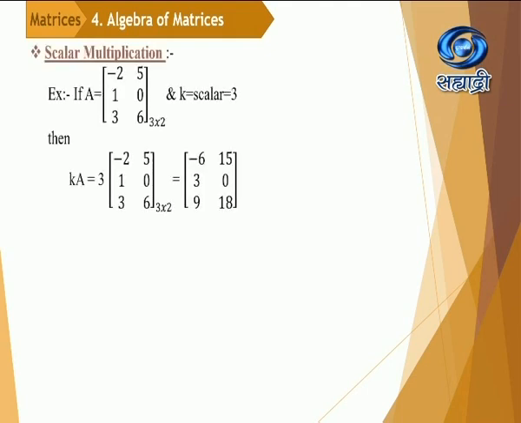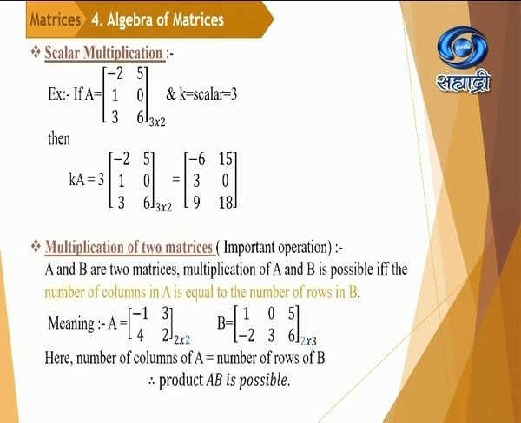Scalar multiplication. If A is with order 3 cross 2 and K, that is the scalar, is 3, then K times A is equal to 3 into the given matrix, multiply 3 to each element of the matrix A. So here we have K A as minus 6, 15, 3, 0, 9, 18.